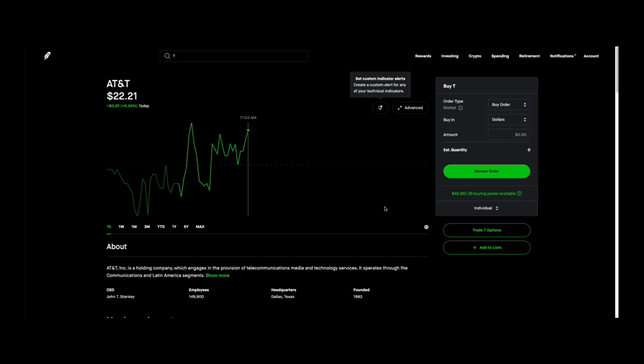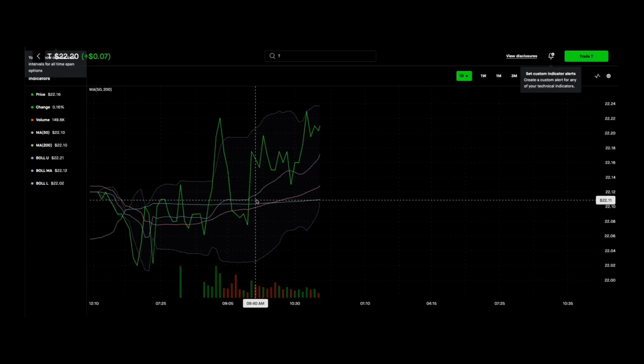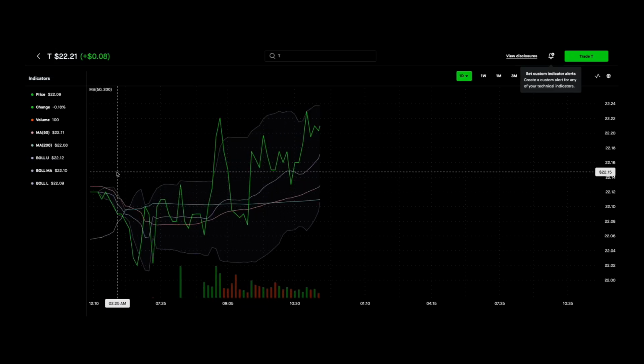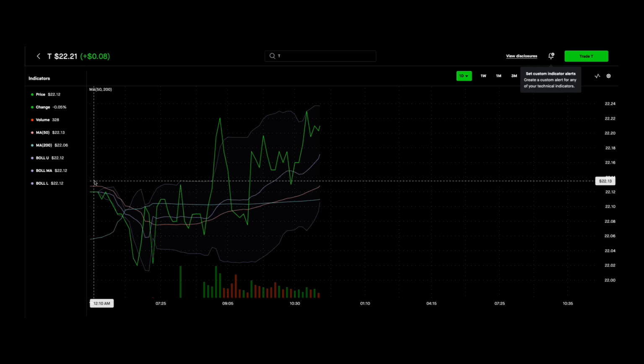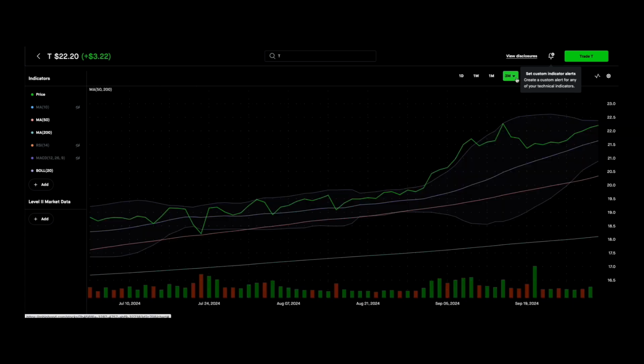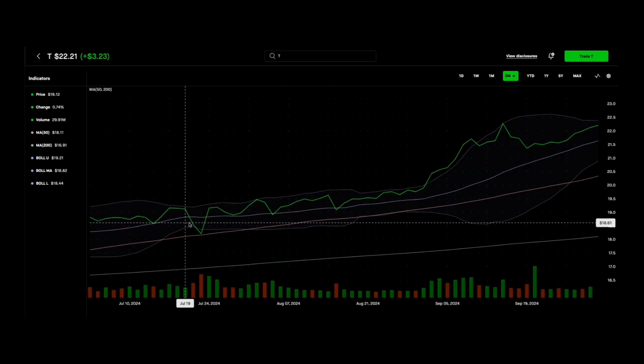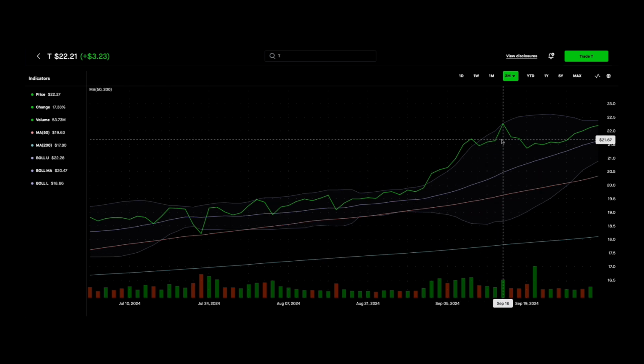You can definitely use these for more detailed analysis. You can go to the Robinhood platform, go to advanced, and it gives you the most used technical indicators, so you can use these. You can increase the time frame to, let's say, 3 months, right here, and then you can see your chart here.